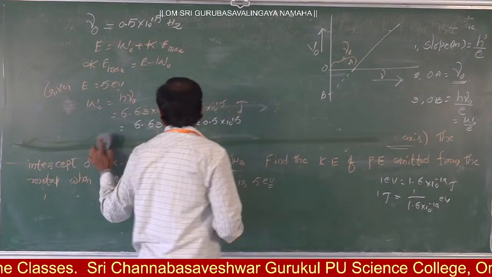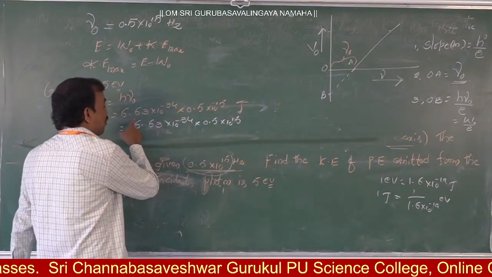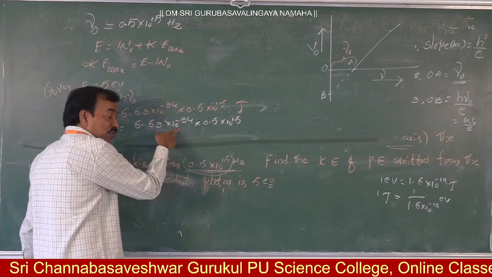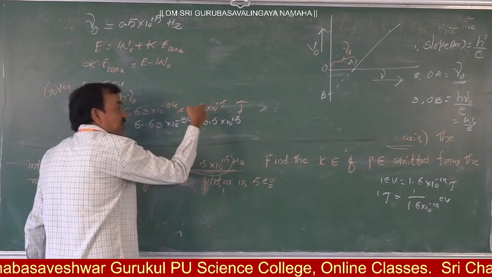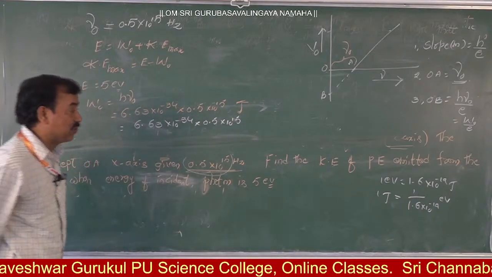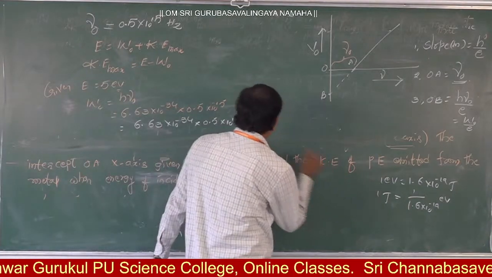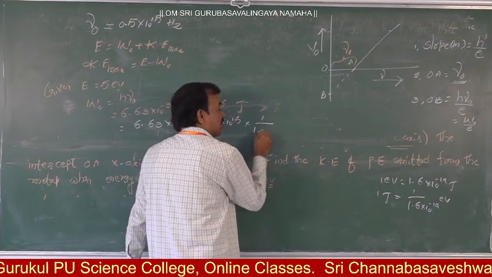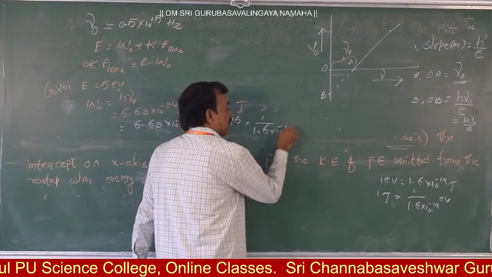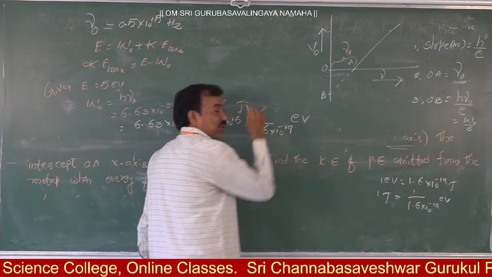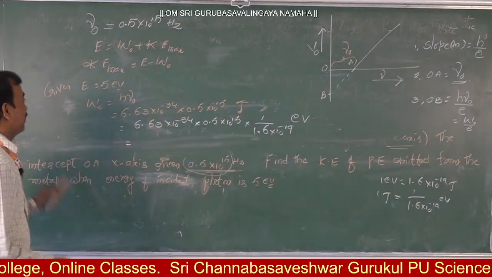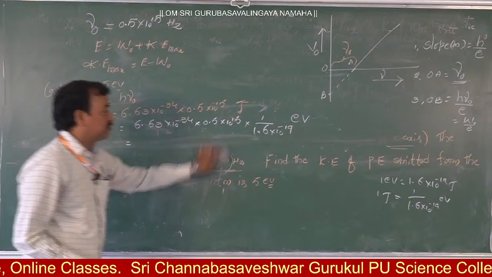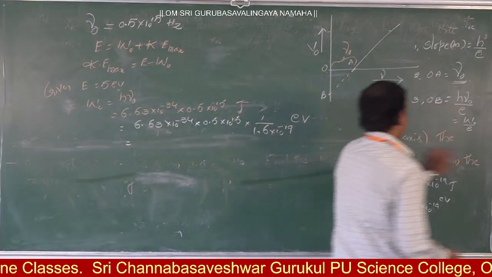Now what is the value here? It is 6.63 × 10^-34 times 0.5 × 10^15 joules, which you have to convert into electron volt. So 1 joule is equal to 1 by 1.6 × 10^-19 electron volt. Please find out this value. So let's do the sum.